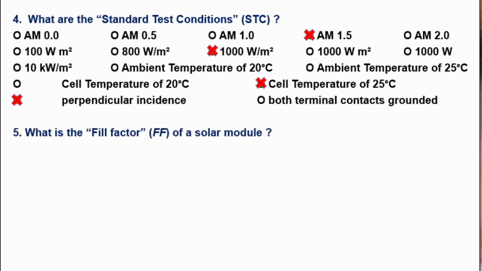What is the so-called fill factor of a solar module? That's a formula for it. So it's the voltage in the maximum power point times the current in the maximum power point divided by the open circuit voltage, divided also by the short circuit current. It describes how close the form of the IV curve is to a rectangle.